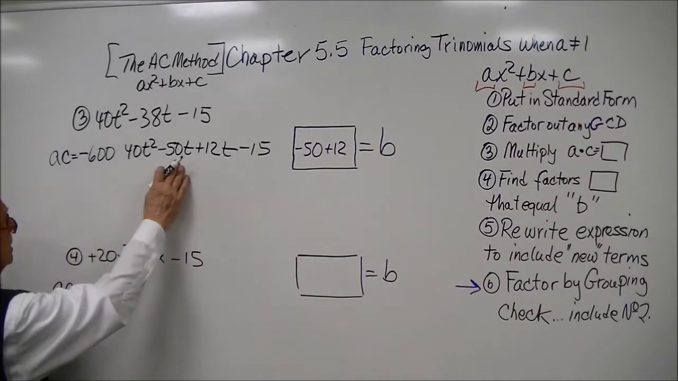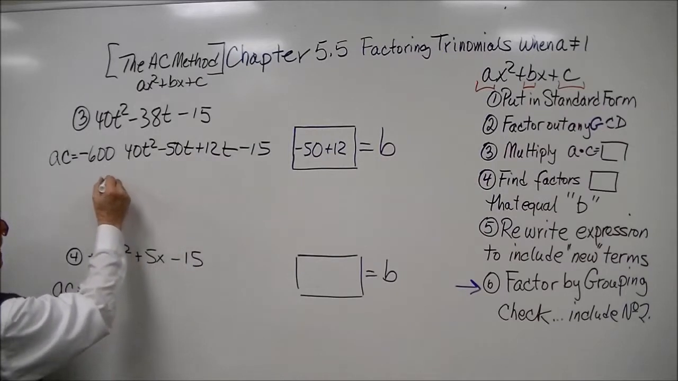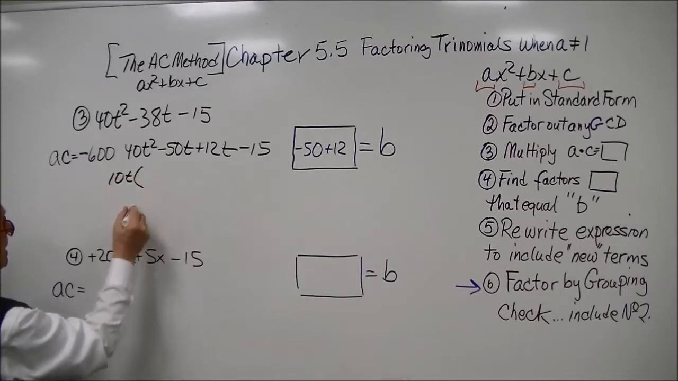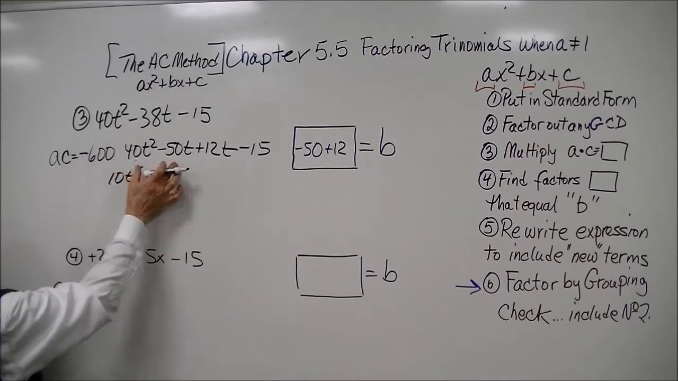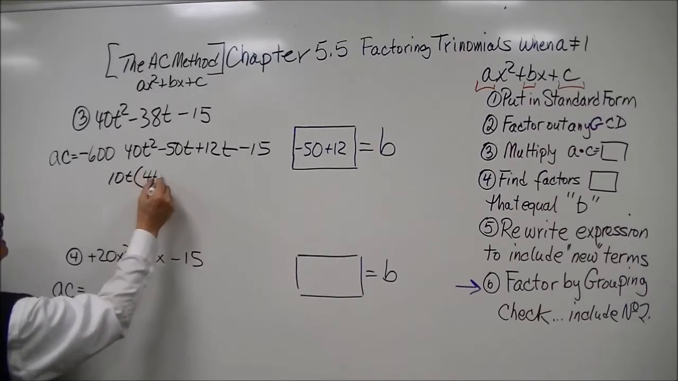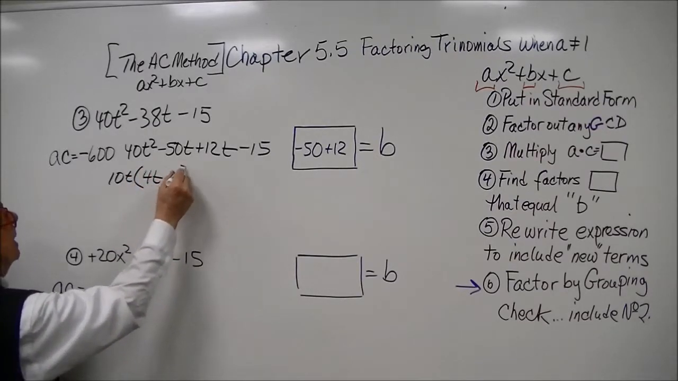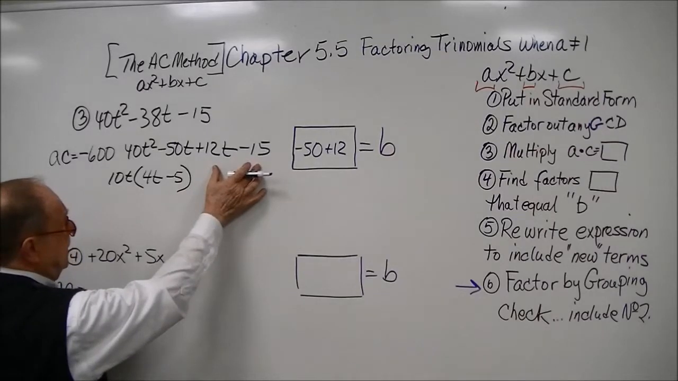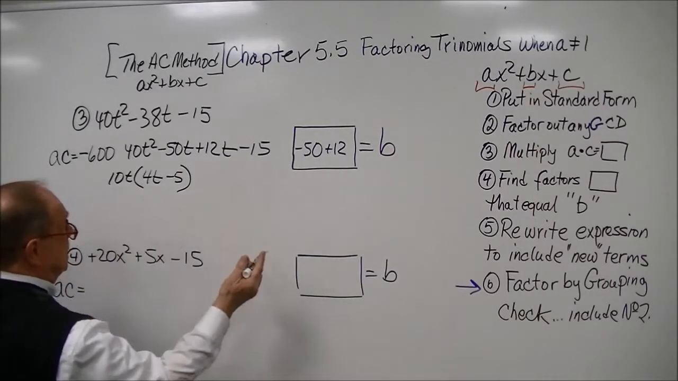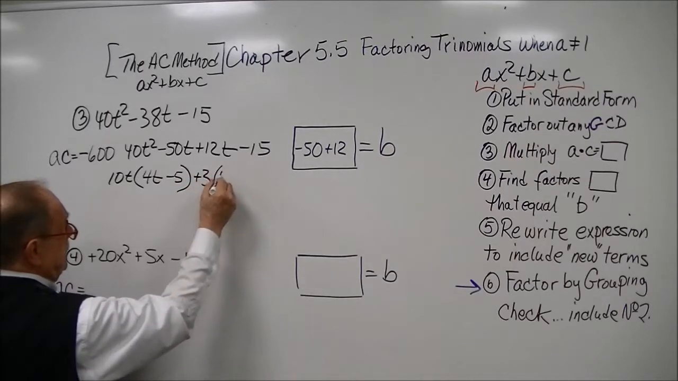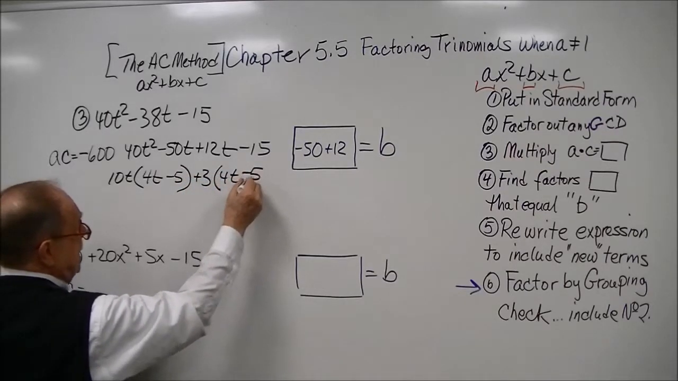So out of this first one, I can factor out, let's say, a 10. Yep, a 10t out of these 2. And I then get 4t minus 5. And out of these last 2, I'm going to factor out a 3, and I get 4t minus 5. Wow.